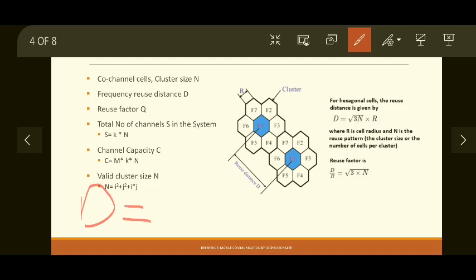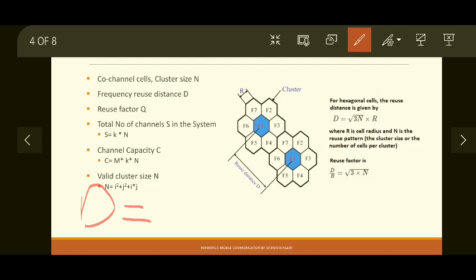What are co-channel cells? Co-channel cells are cells using the same set of frequencies. A cluster is a group of cells with different, unique sets of frequencies, whereas co-channel cells are cells with the same set of frequencies. Now d is the distance between two cells using the same set of frequencies. So how much should it be? We will see that in the video afterwards.